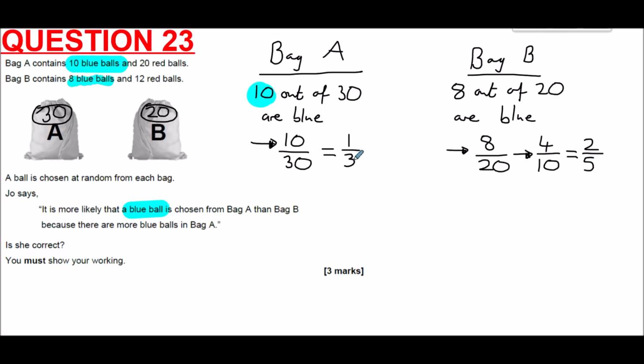And so which is a bigger fraction, 1/3 or 2/5? One thing you could do is convert them into percentages by multiplying these fractions by 100. Effectively find this fraction of 100 for each one. 1/3 of 100 would be roughly 33%. 2/5 of 100 would be 40%. So you've got more chance of picking a blue ball from bag B because 40% is a bigger percentage chance than 33%.